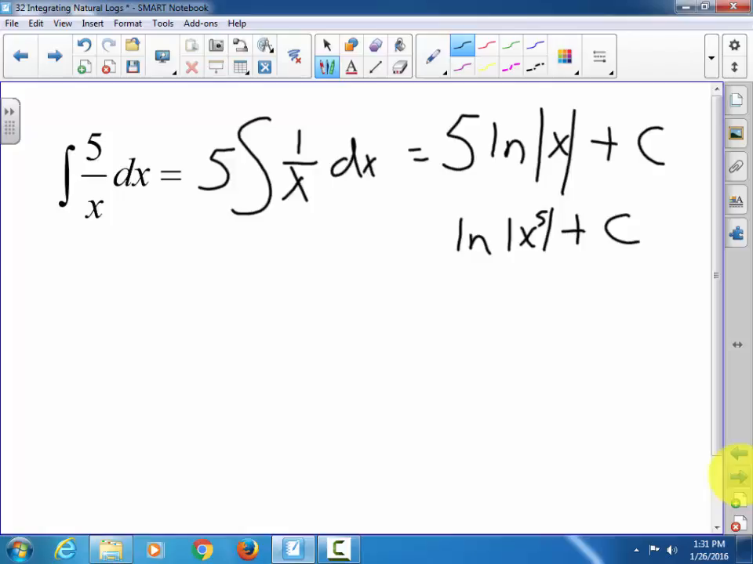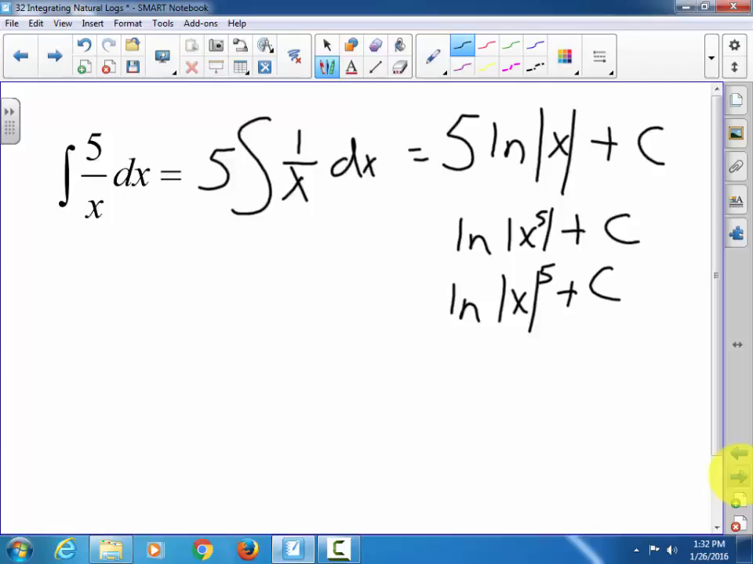Remember, your properties of logarithms say that any number that's in front can be brought up as an exponent. So that's what we did. We took the coefficient and we made it into an exponent. Both of those mean the same thing. So why the 5 inside the absolute value? Why is it not obvious? It would be okay to write it either way. Either way would be sufficient there.